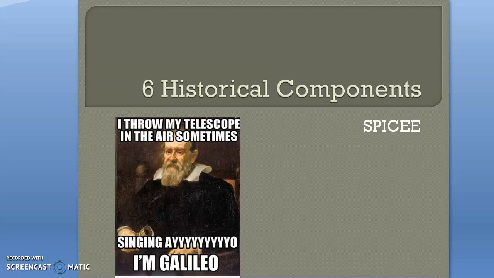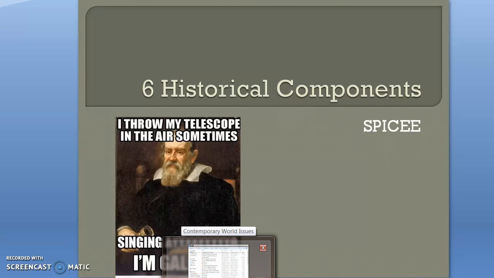So the easiest way with history is to break it up into categories. We've talked about reading comprehension skills where you're looking at the who, what, where, when, why, and how. And for history, you always want to take it a step further and look at it as the 6 historical components or the 6 categories in history. For contemporary world issues, we're looking at the 21st century history. And for us, the 6 historical components are the acronym of SPICEE.